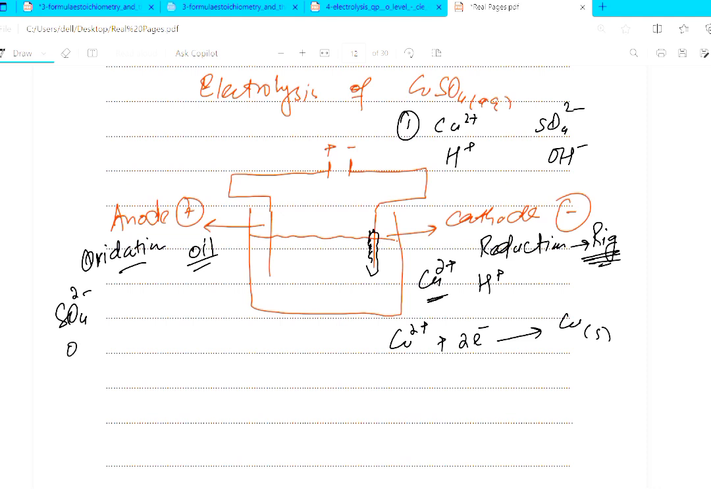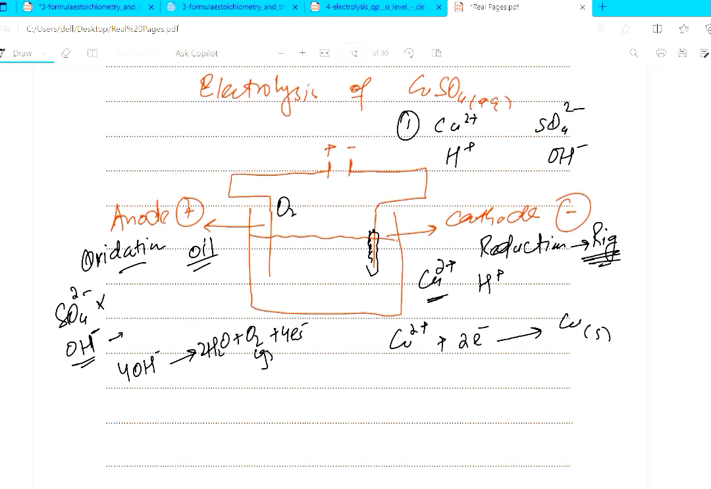Sulfate and hydroxide. So this hydroxide, what will happen to it? This will be preferred, it will not be discharged, even if it is concentrated. So for hydroxide, we write its famous example: 4OH- gives 2H2O plus O2 plus 4 electrons. In the form of gas it will be released. Oxygen will be released over here.